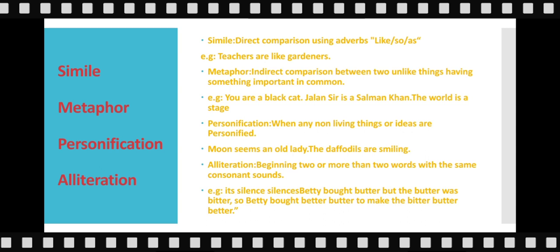Another one is alliteration, very important. This is very common in CBSE question paper. Okay, so alliteration is the beginning of two or more words with the same consonant sounds. If there are two words used in a particular sentence and both the words start with the same consonant sounds one after another, then there must be alliteration. Many think that there should be more than two words. That is incorrect. If there are only two words, that can also be alliteration.